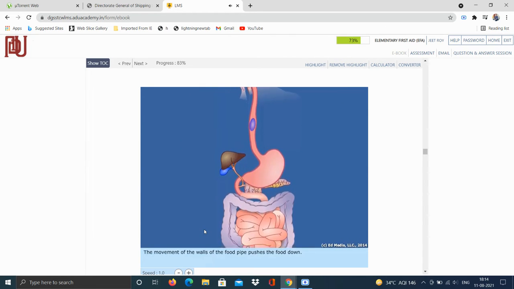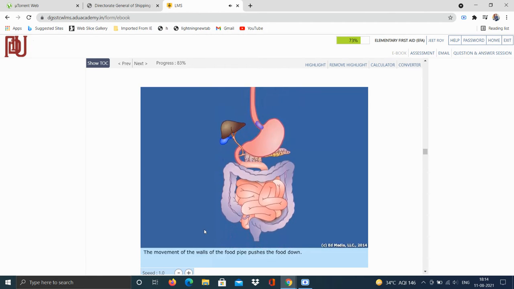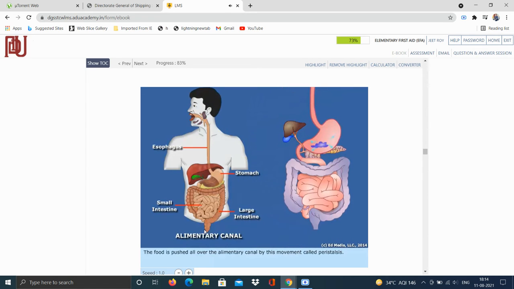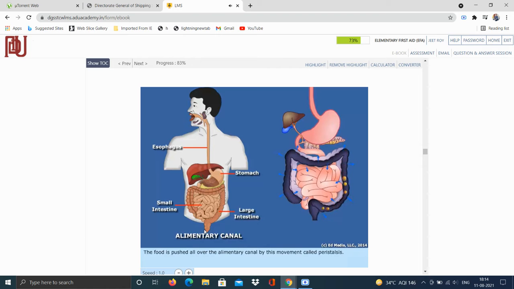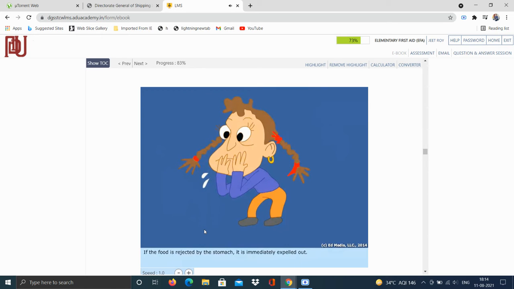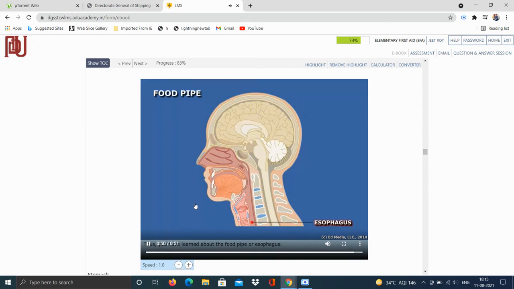The movement of the walls of the food pipe pushes the food down. Food is pushed all over the alimentary canal by this movement called peristalsis. If the food is rejected by the stomach, it is immediately expelled out. Thus, you have learned about the food pipe or esophagus.